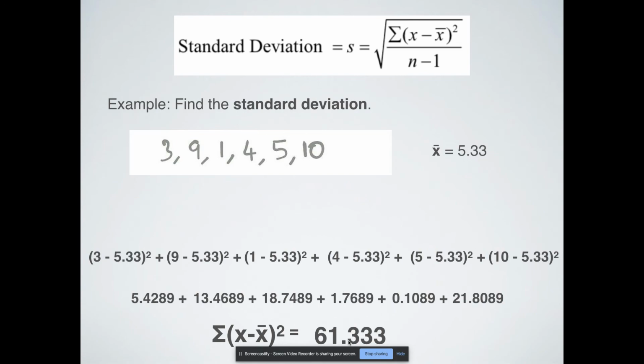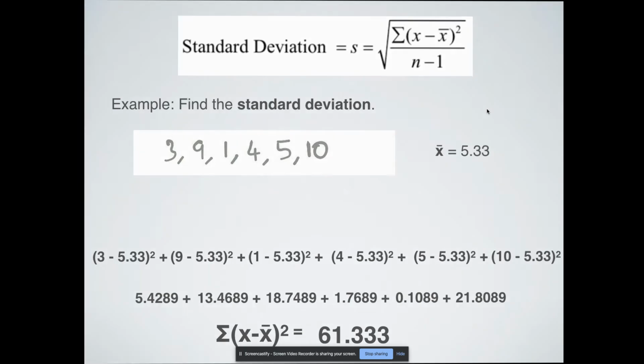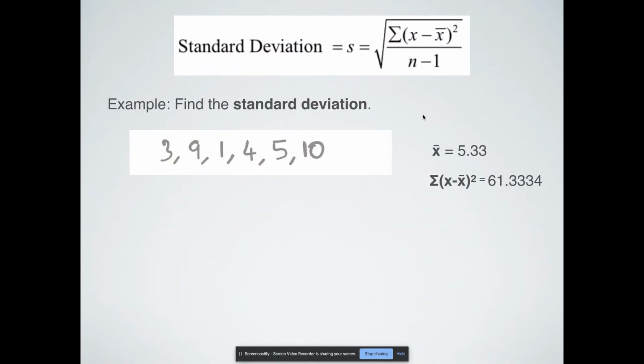All right, so now think about it. We have the top part of this entire fraction. Now we just have to find the bottom part and take the square root. So now we have x bar, which we already used. We have this entire thing we already used. Next, n minus 1 is 5, because we have 6 entries. That means we take the square root of 61.3334 divided by 5, we get about 3.50. That would be the standard deviation.